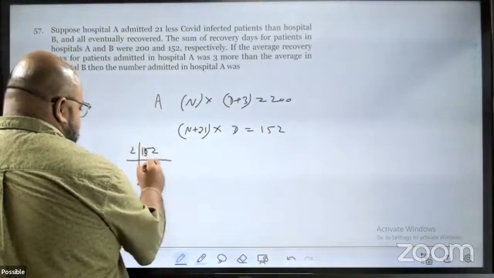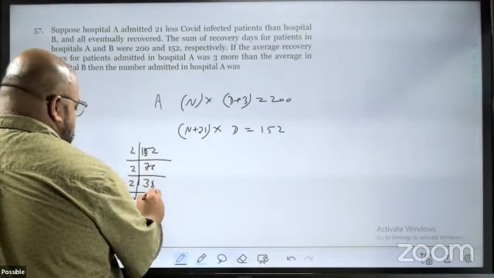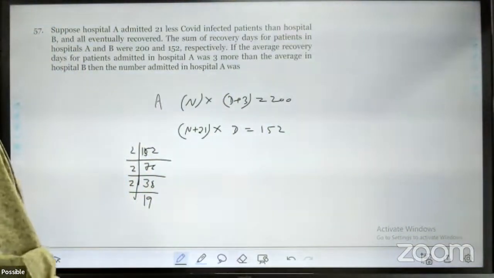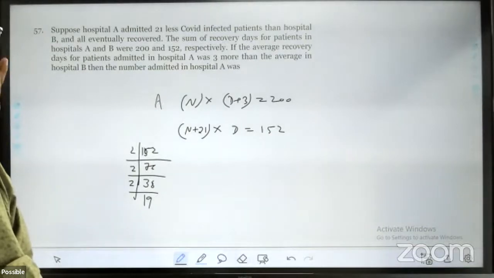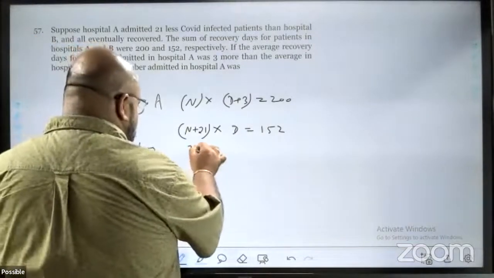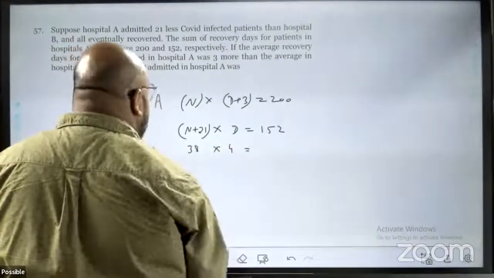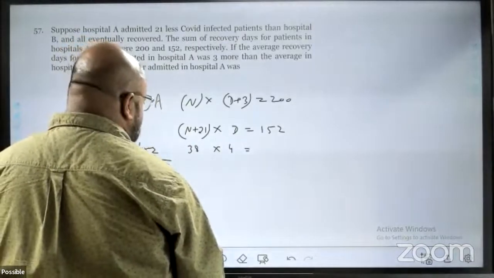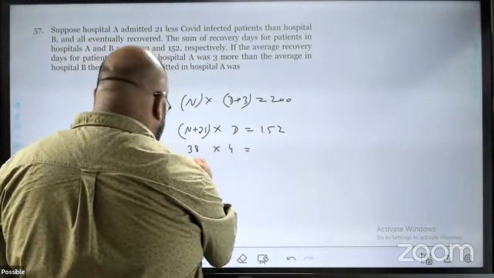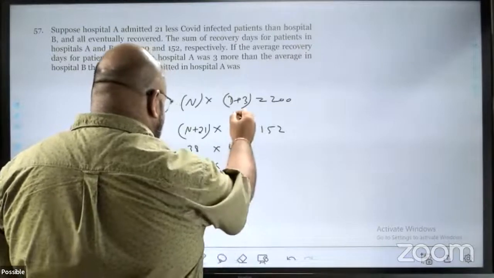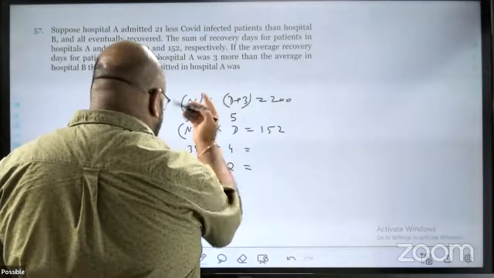152 again is factorized as 76, 38, 19. Clearly, N plus 21 has to be a number greater than 21. So it could be 38. It could be 76. It could be 152. So if this is 38, this would be 4, which will give me the value of D here as 7, which does not make sense. If we take this to be 76, this would be 2, which would give me the value of D here as 5. Not happening again.